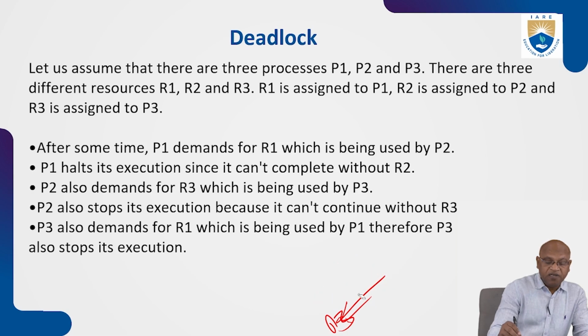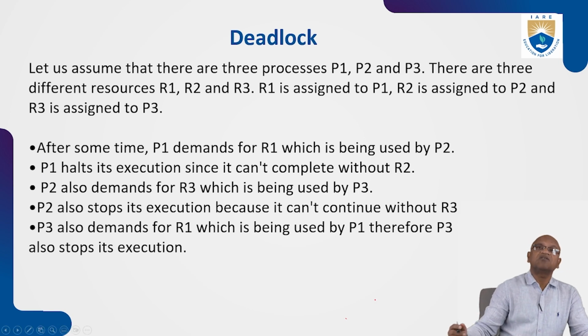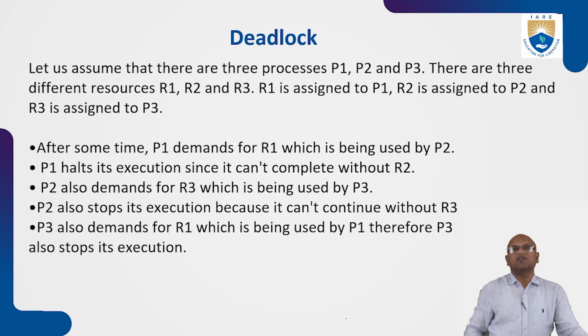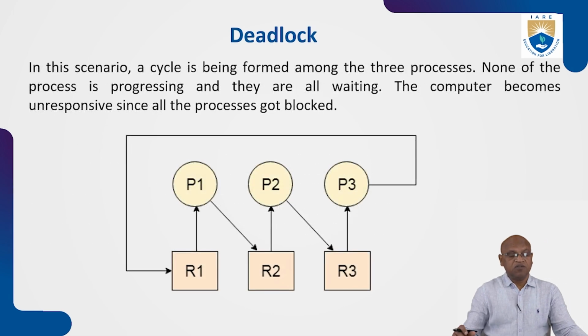Ultimately P3 also demands R1, which is being used by P1. Therefore P3 also stops its execution. That is a problem. They want all three resources for execution. If nobody releases unless it executes, then the system will not execute completely. So this is a deadlock. In this scenario, a cycle is formed along with the three processes. None of the processes is progressing and they are all waiting. The computer becomes unresponsive since all processes got blocked.